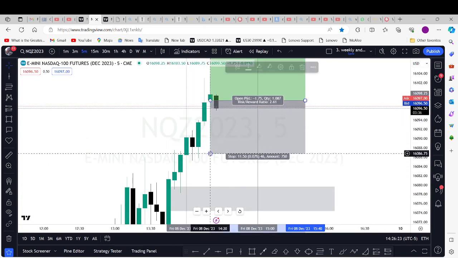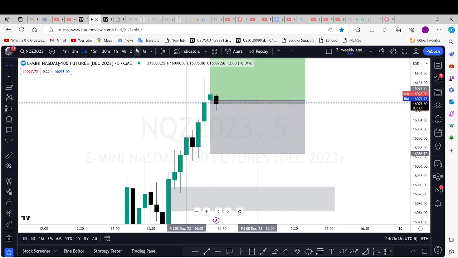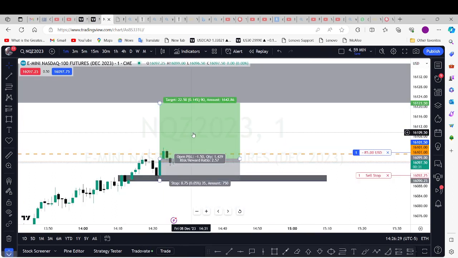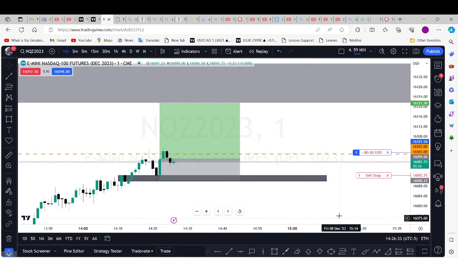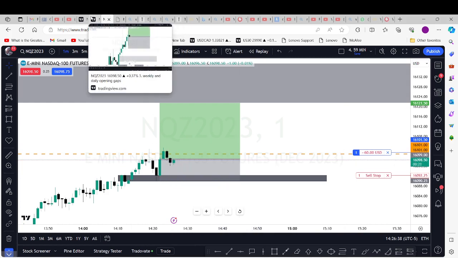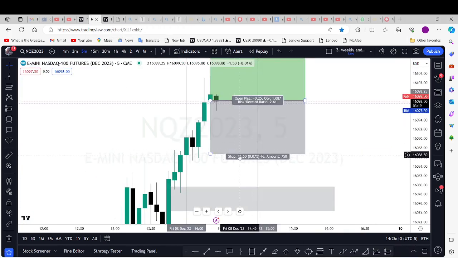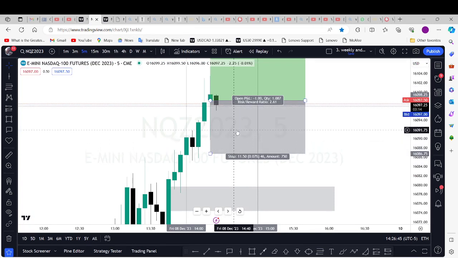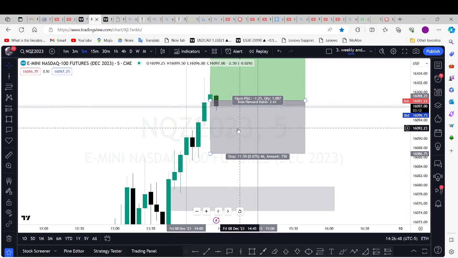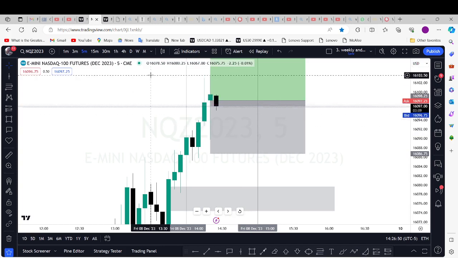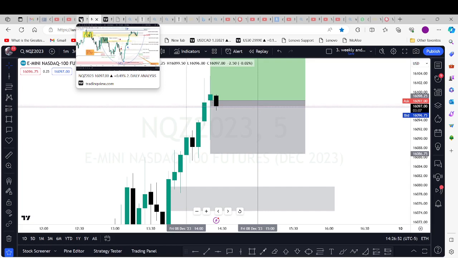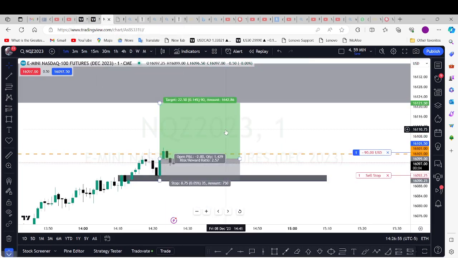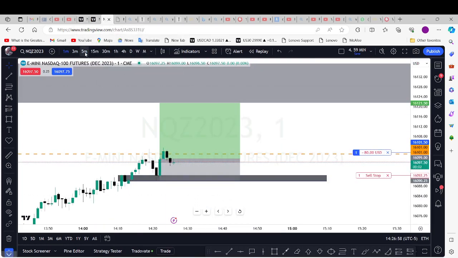allow me to remove this below the 50%. Let me see the stop loss. Where is it? The stop loss, it's 16,092. 16,092 should be the stop loss. 16,092. No, this is far. Why 16,092? This is wrong, guys.